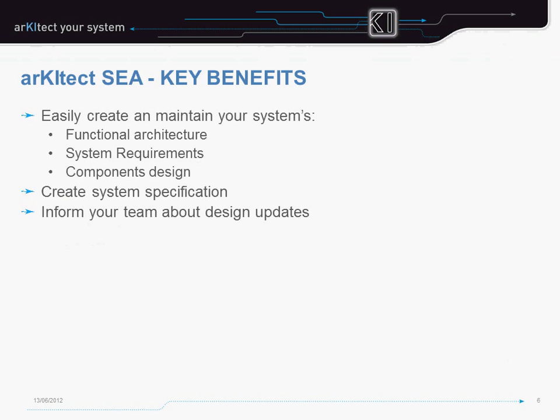Let's take a quick overview on the arKItect SEA key benefits. It helps you to easily create and maintain your functional architecture, systems requirements, and components design. It generates your system specification documents, and it helps you inform your team about the changes you made in your requirements and design. We do know that no two systems engineering teams are the same, so we designed arKItect to help customize any of our applications to fit your own process.